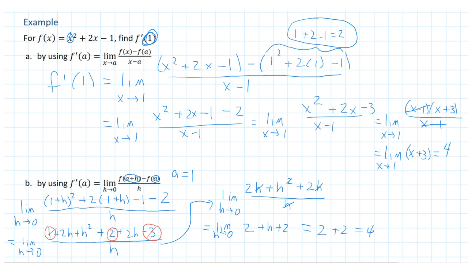And so you can see we get the same answer, that the derivative f prime of 1 is equal to 4. No matter which way we do it, we get the same answer.